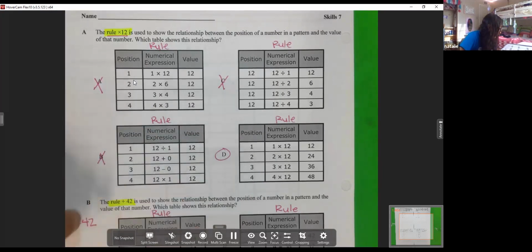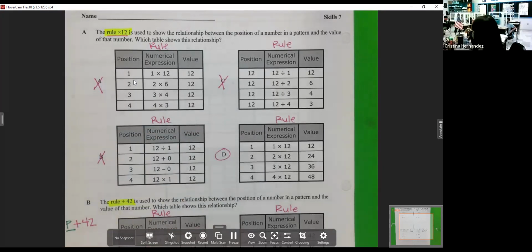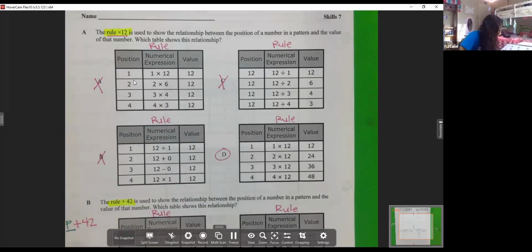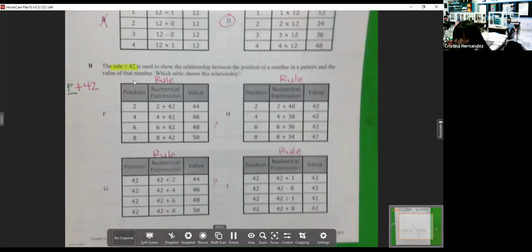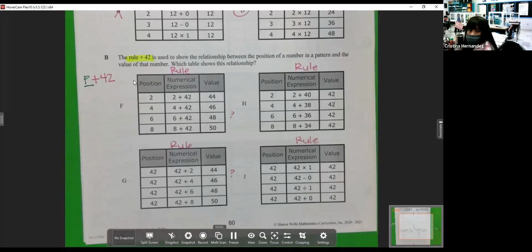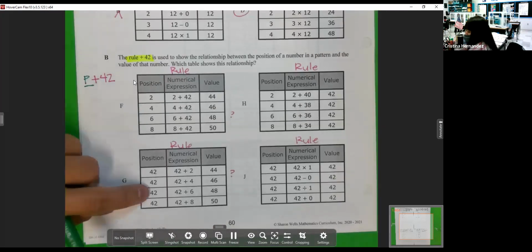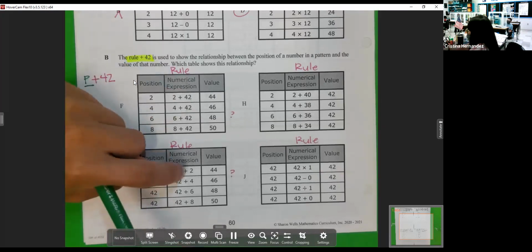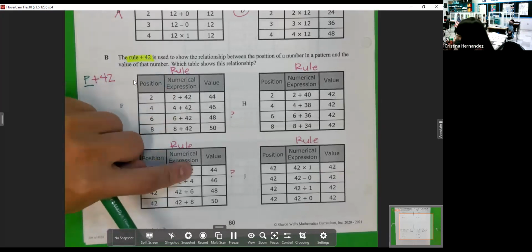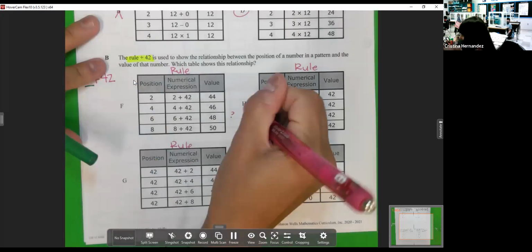There's F and then there's... well, there's 42 plus. Okay, so let's see. This one has plus 42 and so does this one, correct? Oh, sorry. Y'all are supposed to tell me you can't see it. So F and G both have plus 42, right? This has plus 42 and this has 42 plus the position. But we know it's not H and we know it's not J.